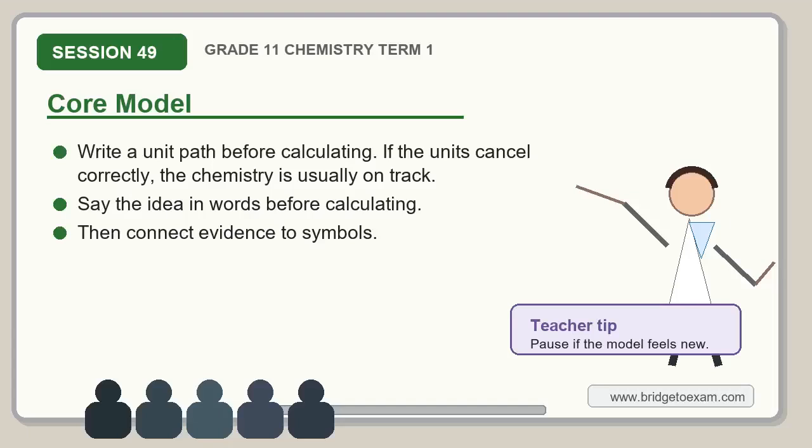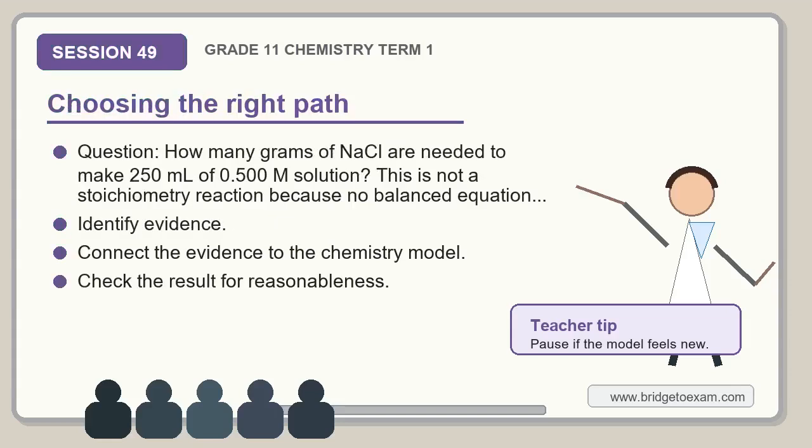And what symbol or calculation represents it? The core model is this: write a unit path before calculating. If the units cancel correctly, the chemistry is usually on track. Do not rush to an answer. Build the model first, then let the model guide the calculation or explanation. Now let's work an example.